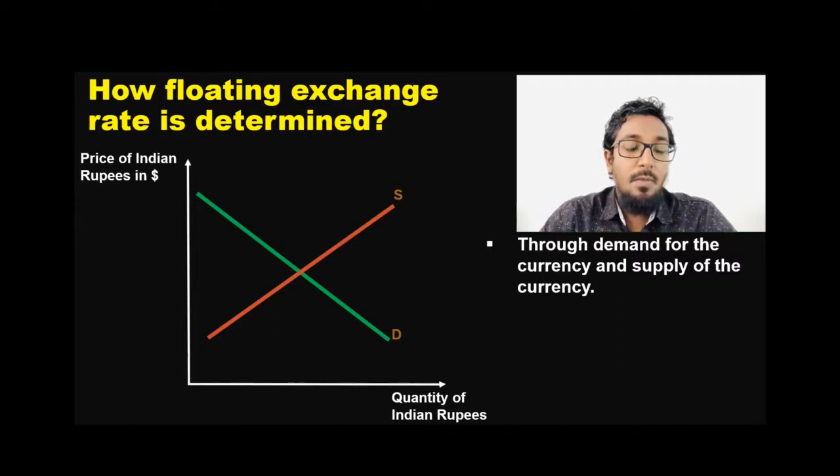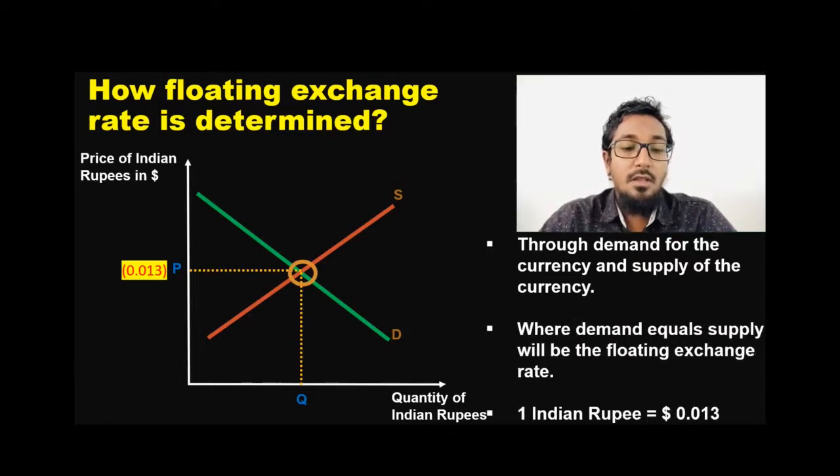So here's the demand curve, which shows the downward sloping curve from left to right, and here's the upward sloping curve from left to right. There's no difference in that curve. And what is the exchange rate? Exchange rate in a floating exchange rate is where demand for the currency and supply of the currency are equal. That is the value marked at P. So for example, in this situation we are saying that 1 Indian rupee is equal to $0.013. That's the value where demand for the currency and supply of the currency meet. So it is circled with the orange color, isn't it?